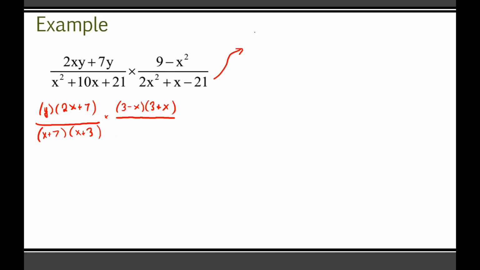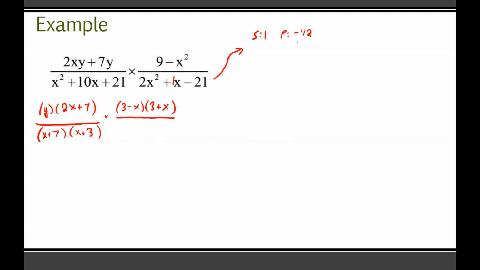The sum is still the same. We're looking for two numbers with a sum of technically plus 1. And we're looking for two numbers with a product, this time of 2 times negative 21, which is negative 42. So you need to think of two numbers that add together to equal positive 1, but multiply together to give you negative 42. Now, before I tell you what those answers are, I want you to remember when you have a negative product, that actually tells you that one of your numbers is positive and one of your numbers is negative.